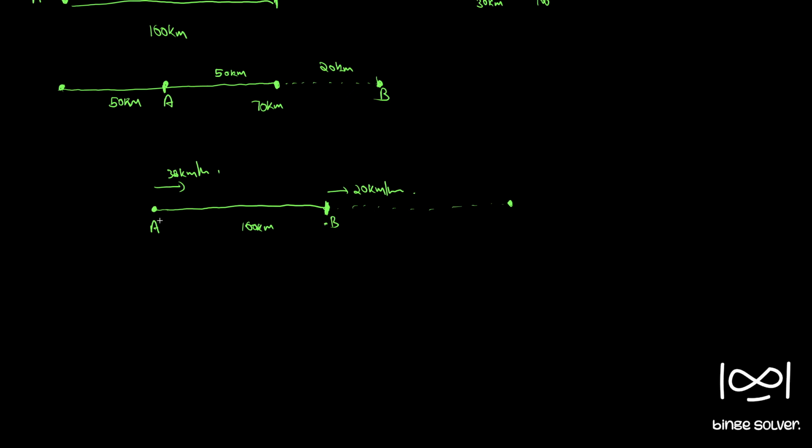B is stationary. So if we find out the time taken by A at a relative speed to close this 100 kilometers, then that will be the same time in the actual scenario where A and B meet at some point like here. So relative speed is 30 minus 20, 10 km per hour. We have v1 minus v2, 30 minus 20, equal to 10.